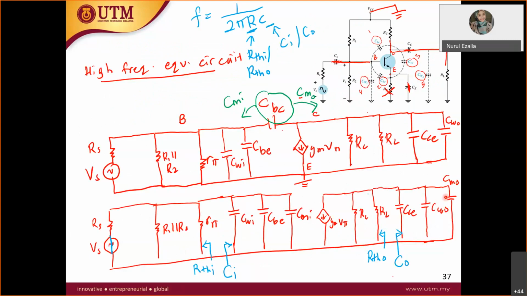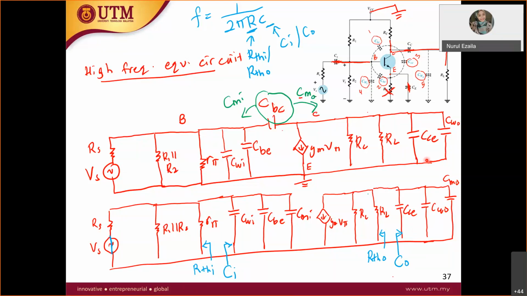Now your circuit has become more simplified, where you can total all the capacitors at the input and total all the capacitors at the output. Here you cannot do that, so it is quite complicated to solve this circuit. That's why we simplify at the input and at the output.